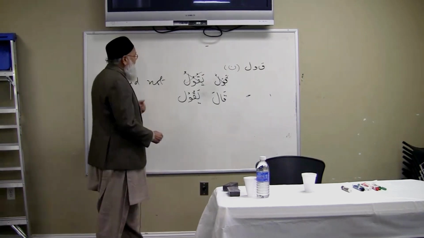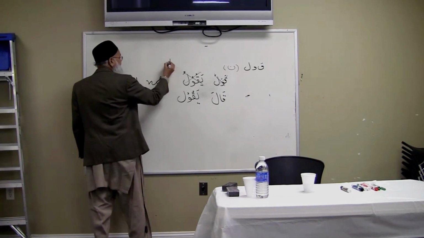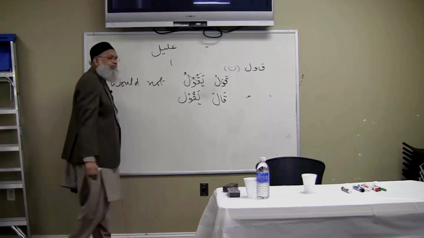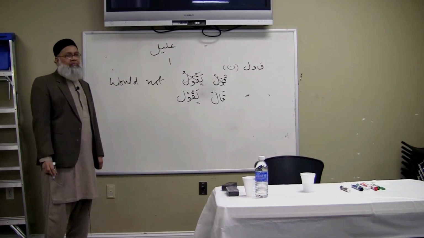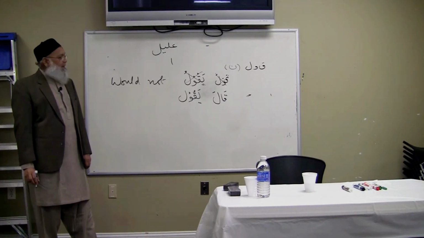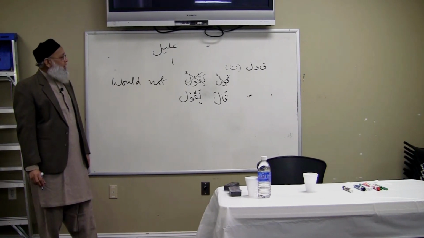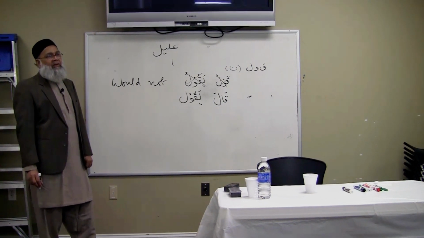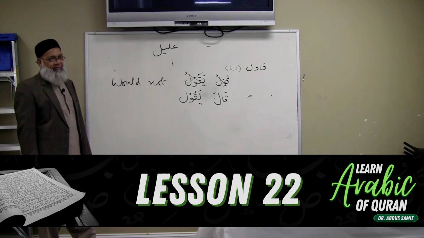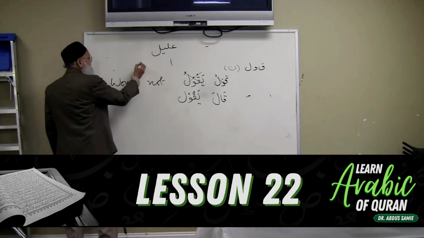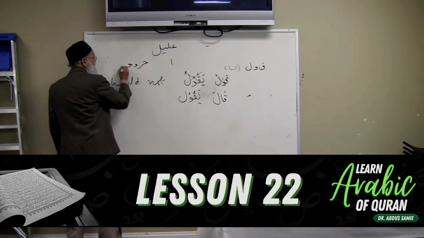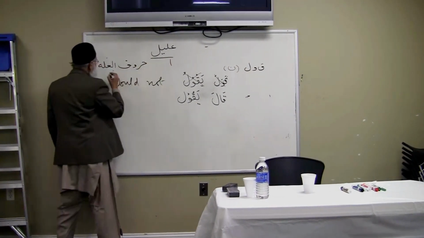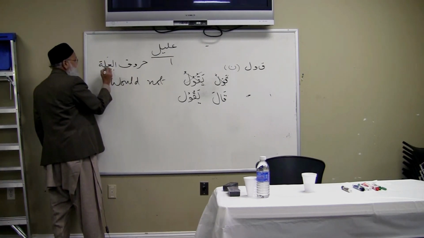This is called ilal in Arabic language. Alil means sick, weak. And these weak letters, waw, alif and ya, or waw, hamza and ya, are called weak letters, huruful illah. Alil is sick and illah is sickness, the abstract noun for it.